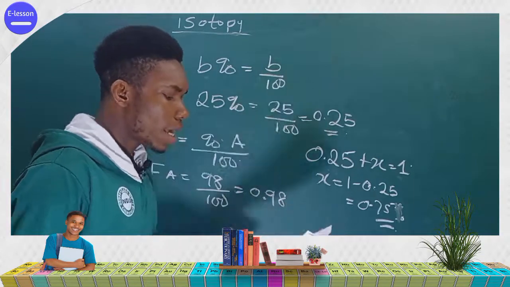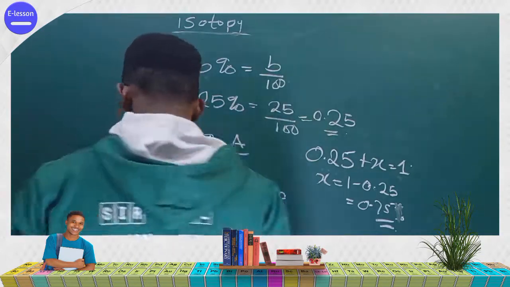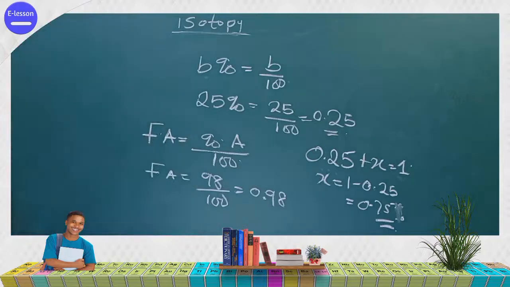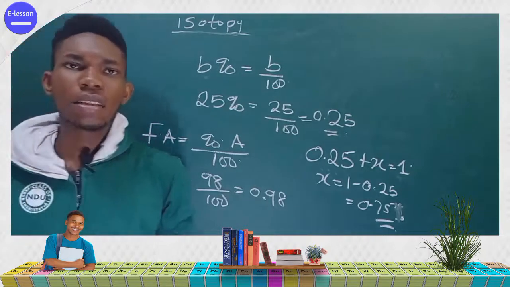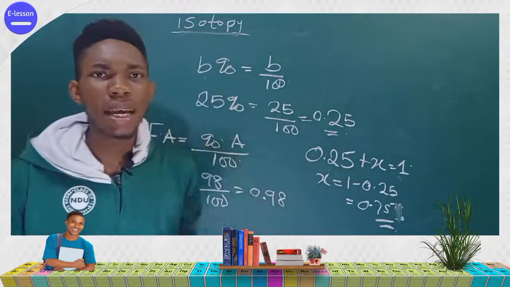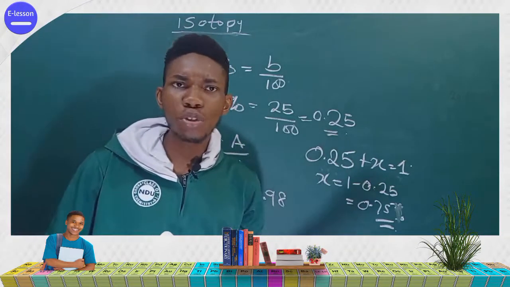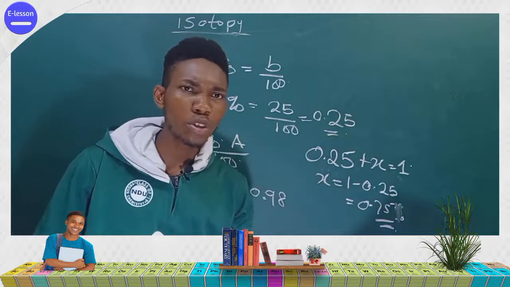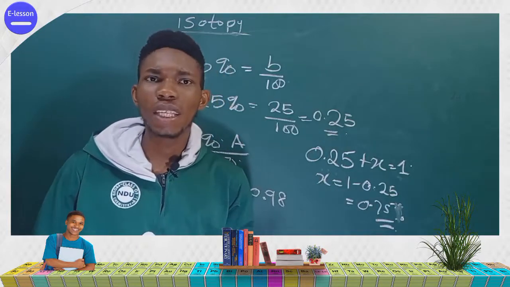So let's take the calculation for solving the atomic weight, because we said that the atomic weight of the element is the sum of the contributions made by each of the isotopes.